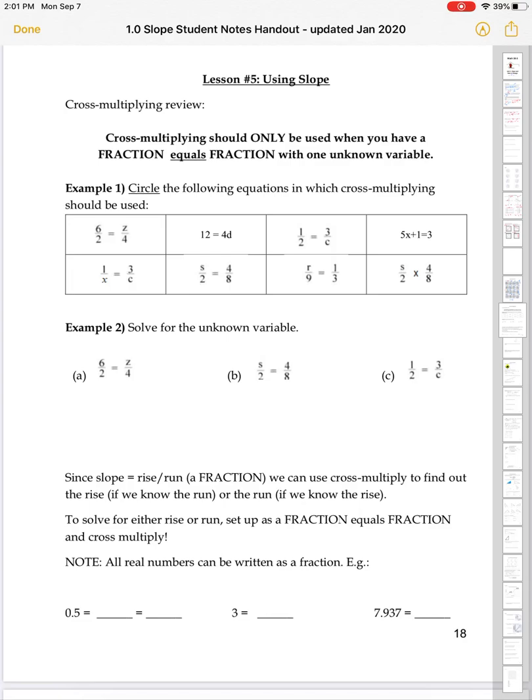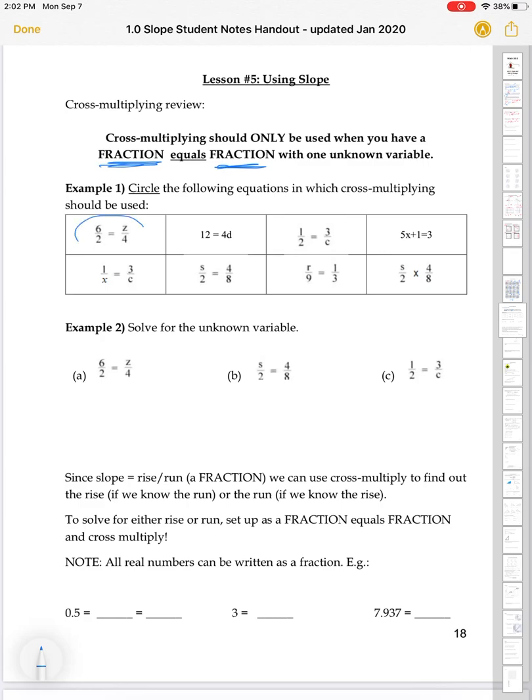going on. So first, before we talk about the lesson, we're going to just review cross multiplying. Now we used it a bit when we were doing converting, but it should only be used when we have a fraction equaling a fraction with one unknown variable. So, thinking about that, take a look at these and identify which ones this would work for. So it's fraction equals a fraction, only one unknown variable. Take a moment. You can pause and then come back.